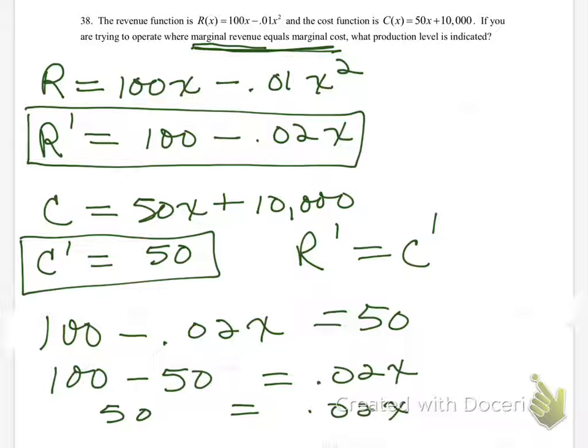So then what we're going to do is just divide 50 by 0.02, and you should be getting that your x, where you want to operate, is going to be 2500, and we'll call it units. Okay, so that's question 38. We're going to continue with question 39 on the next slide.